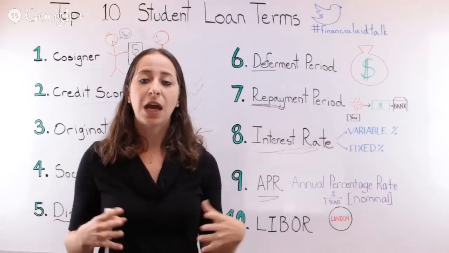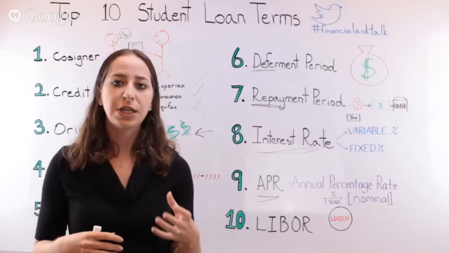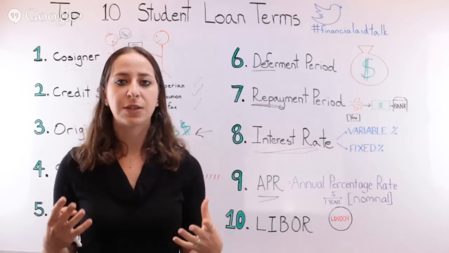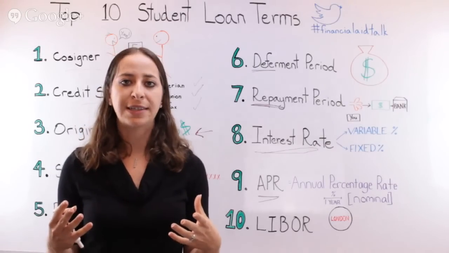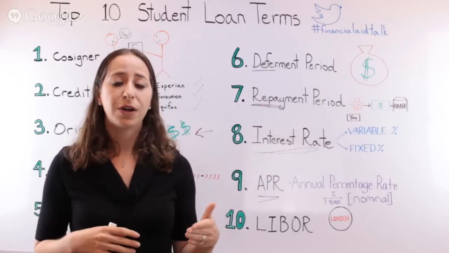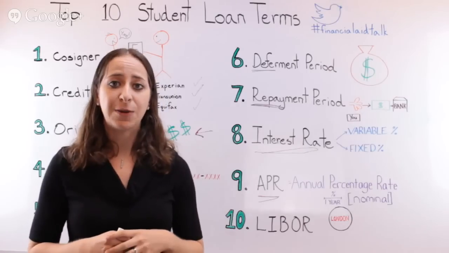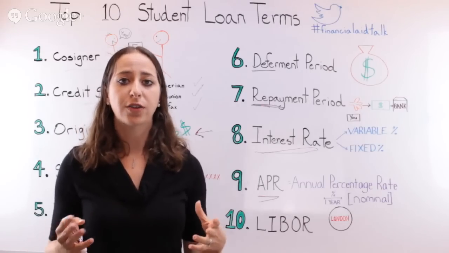And it's basically a nominal interest rate. So it's not the total cost that you're paying, but it's a good indicator as to how much you can expect to pay. And really what it does is allows you to compare your different student loan options. That number is a requirement for all private student loans in the U.S., so you'll be able to see what that number is and evaluate what those costs are.